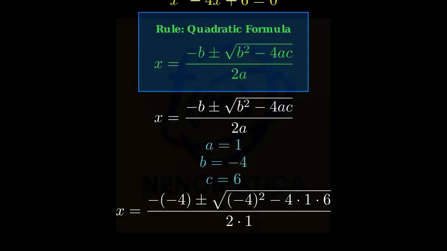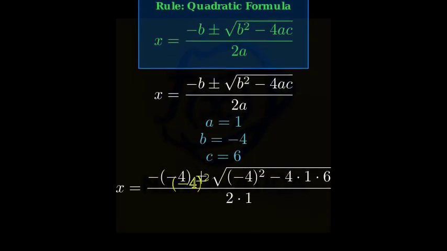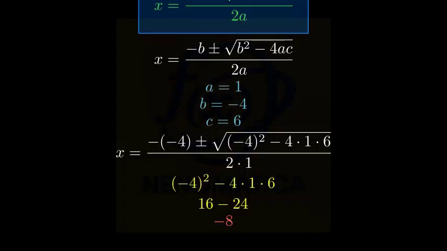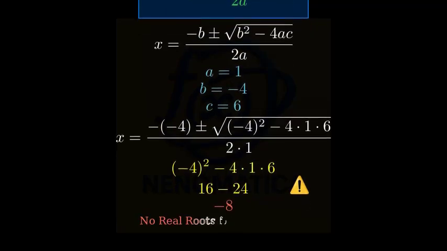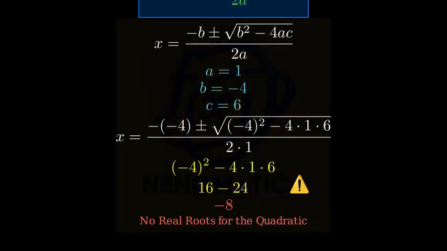Let's simplify the expression inside the square root. We have negative 4 squared, which is 16, minus 4 times 1 times 6, which is 24. So, 16 minus 24 equals negative 8. Since the discriminant is negative, the quadratic equation has no real roots, which means the cubic equation has only one real root, x equals negative 1.